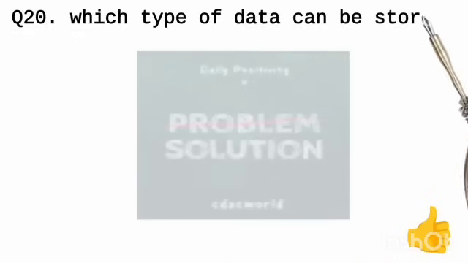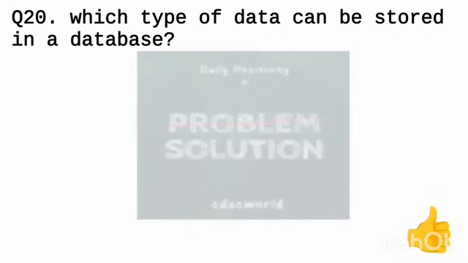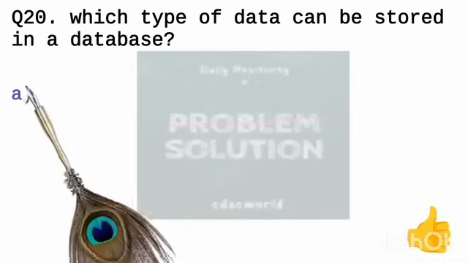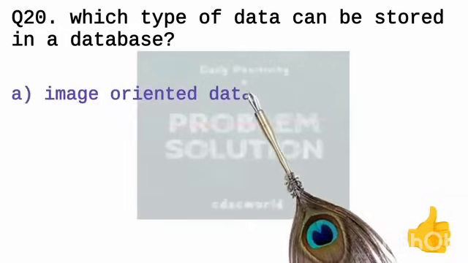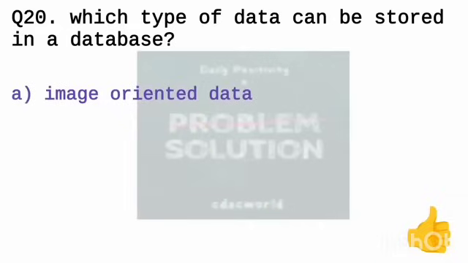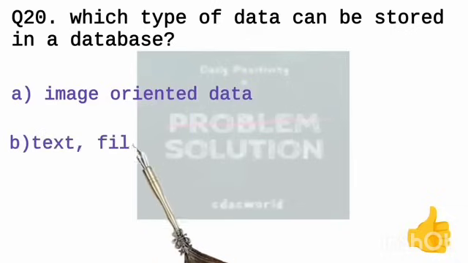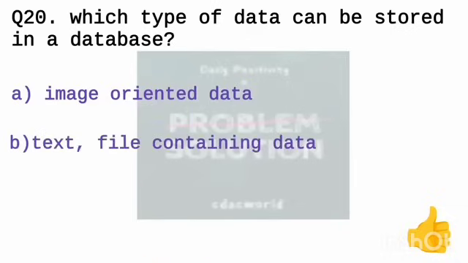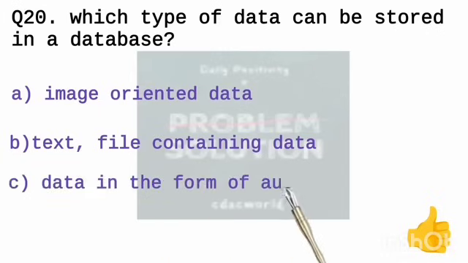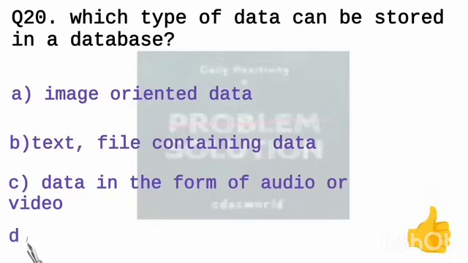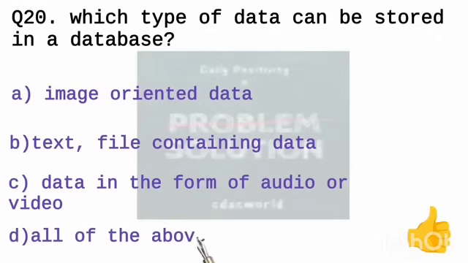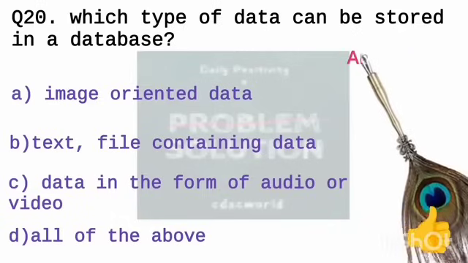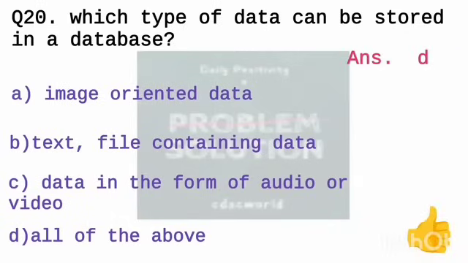Query number 20. Which type of data can be stored in a database? Option A, image oriented data. Option B, text file containing data. Option C, data in the form of audio or video. And option D, all of the above. And the answer is D, all of the above.